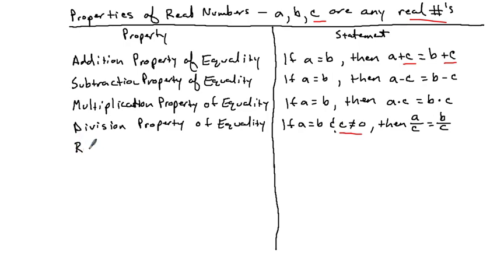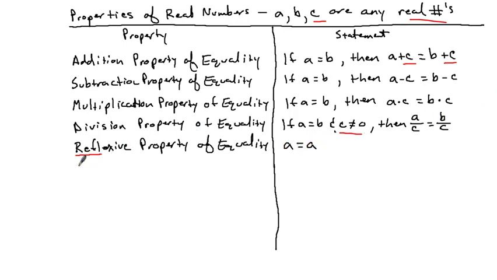Our next one is going to be called the reflexive property of equality. And it's really easy. It says that A is equal to A. So if it helps you to remember, reflexive is like a reflection. You get the same thing on both sides. It looks exactly the same. It's not flipped, it's identical.